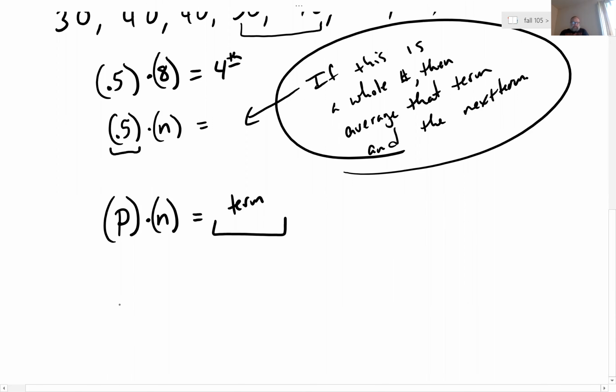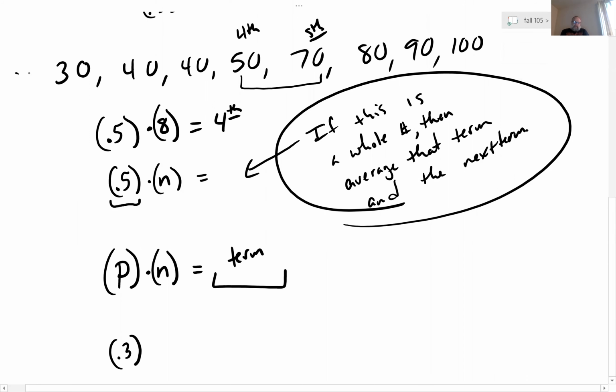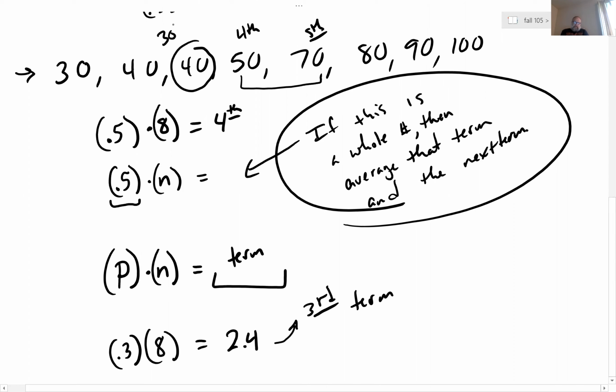So for instance, let's say you want the 30th percentile of this data set right here. So 0.3 times 8 is 2.4. Hey, that's a decimal. I'm going to round up to the third term. 1, 2, 3. This guy right here is the 30th percentile. It is that easy.